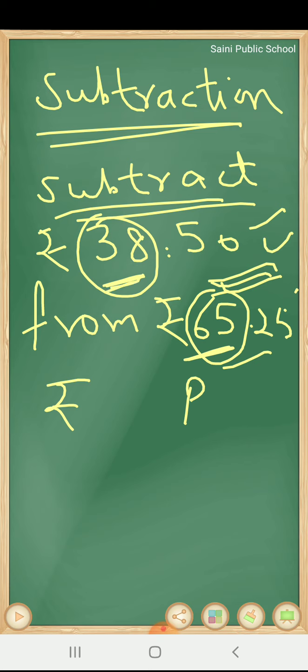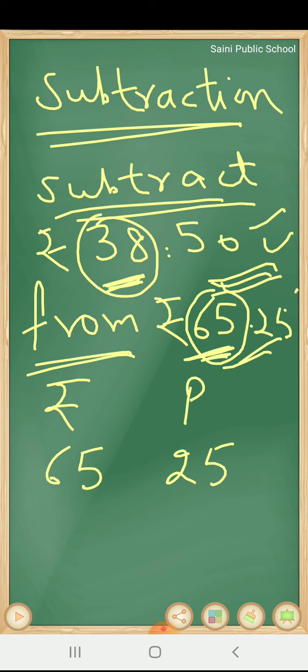So this is 38 and this is 65. So this is the bigger number. So it is 65 and here 25. First of all we will write the bigger number, and we have already discussed the number after "from" is always bigger when we are doing subtraction. And you can see this is the bigger number.